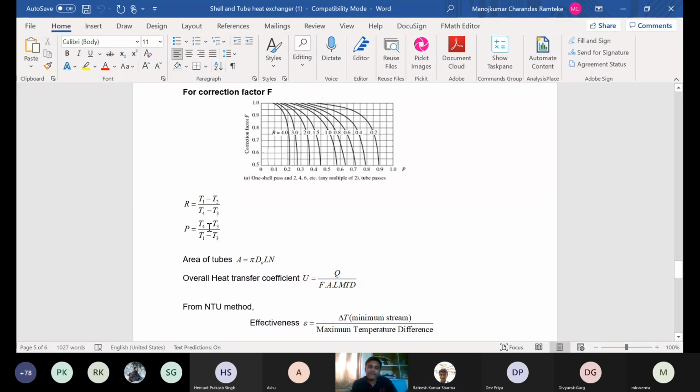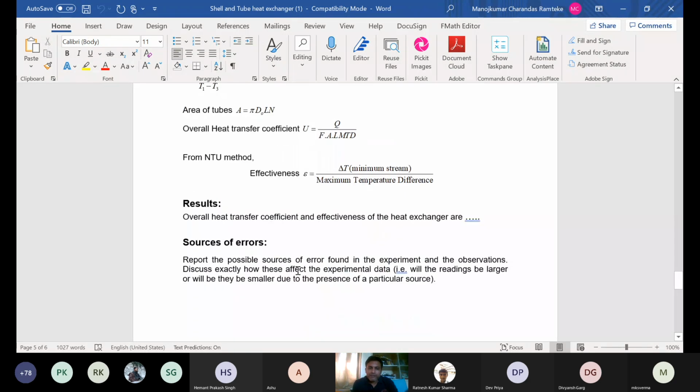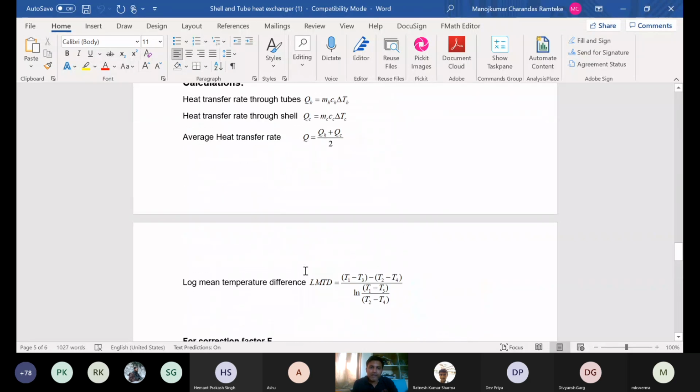Okay, so once you get this R and P, then based on R and P, you can find out the F factor, and then you can calculate the heat transfer coefficient, if you know the heat transfer area. Another way is, so only one part of heat exchanger design is given in this experiment, but actually it is beyond that also. For instance, here you might be assuming some value of U, correct? But how is U calculated?